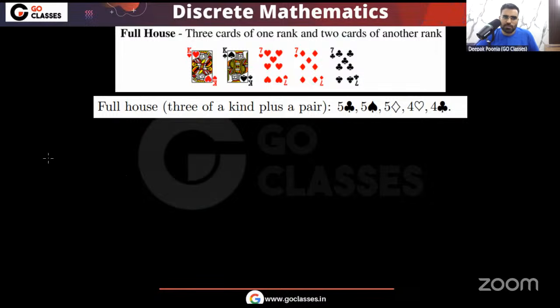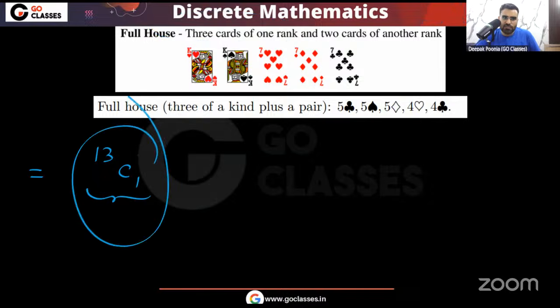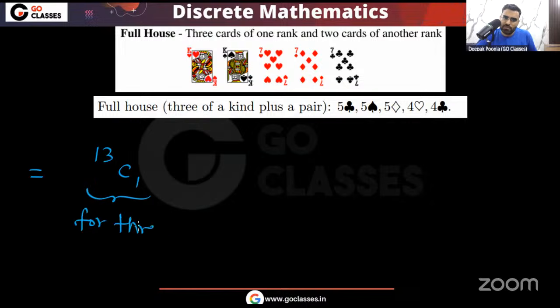Now, how to find the total number of full houses. This is quite simple. In total we have 13 values. From those 13 values you choose the one value for which you will have three of a kind, that is, the value for which you will have three cards. Is this clear? Because we want three cards of the same value.